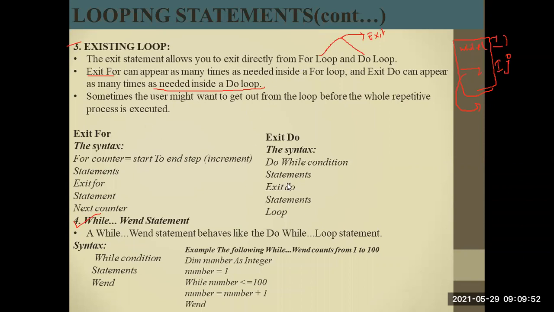Let us understand with the help of an example. This is the syntax for the for loop. As we know, the for loop starts with the for keyword. Then there is a counter variable name, a start and end value, and the increment. Then we have the set of statements that will be executed whenever the for loop condition is true.